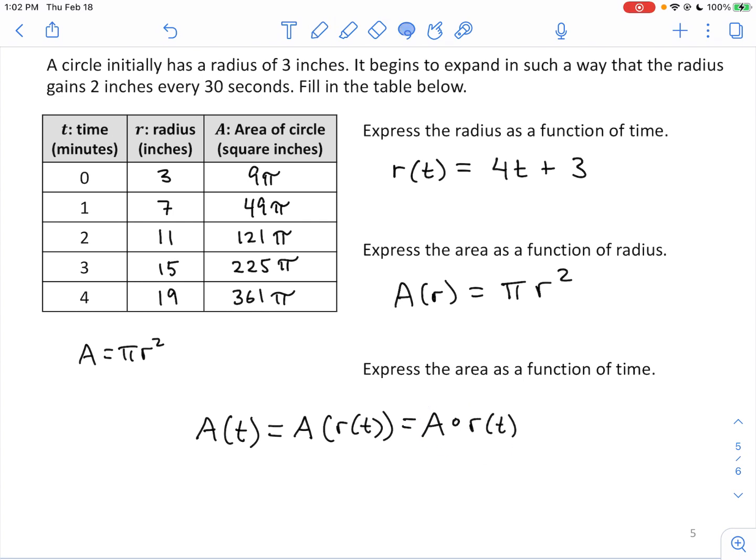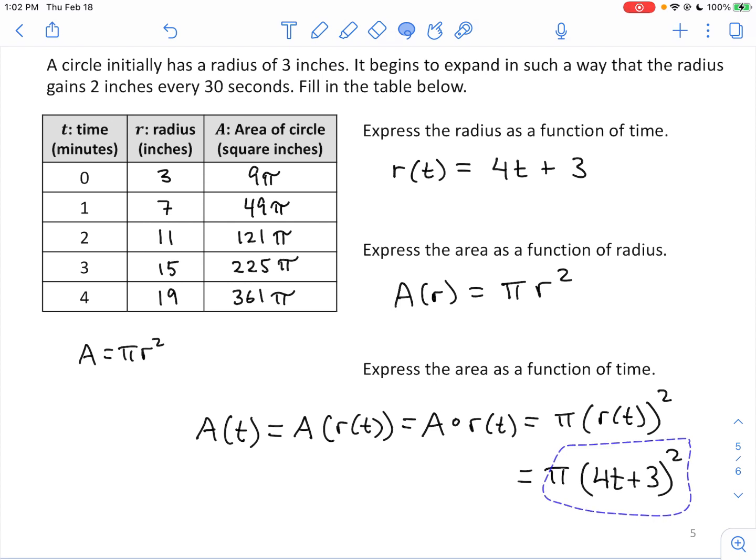And all that's happening here is a substitution. We're taking this 4t plus 3, which is the r function, and we're going to plug it in for the r's in the area function. So we're going to get pi times r of t squared. In other words, we get pi times, and r of t was 4t plus 3, and that's being squared. And so we can see a composition was needed to get this formula for what the area is at any moment in time.